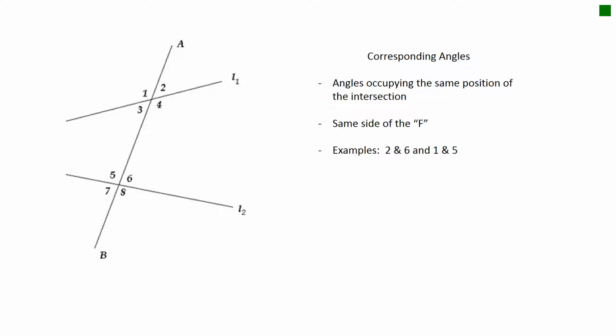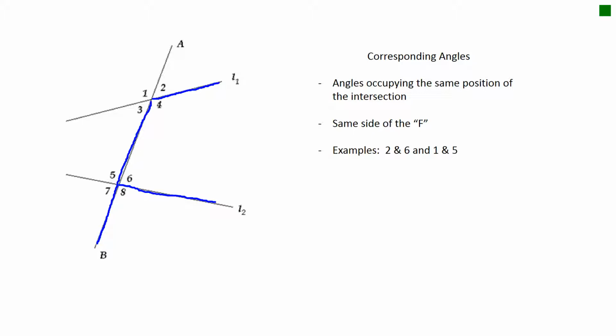Okay, now to start with, we have corresponding angles. So those are angles that occupy the same position of an intersection. So the same side of what we're calling an F. Okay, so I'm going to do my best to draw the F here. It's not a straight F. Okay, so here you can see we have an F.